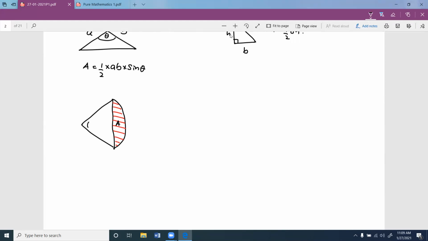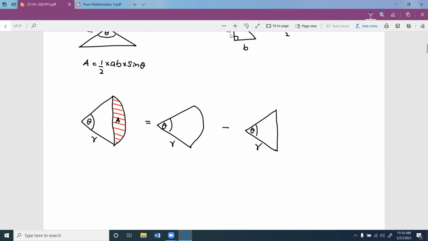So this angle is theta and this radius is r. You can find this area by this formula. Initially, we can get the area of this sector. Out of this, this angle is theta and this is r. We need to identify the triangle of it. Okay, this is pretty simple.